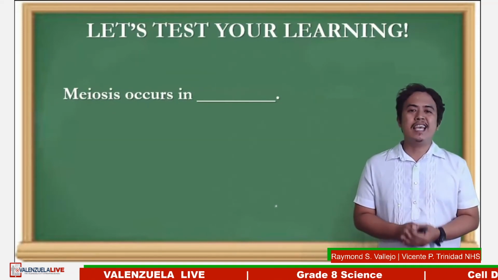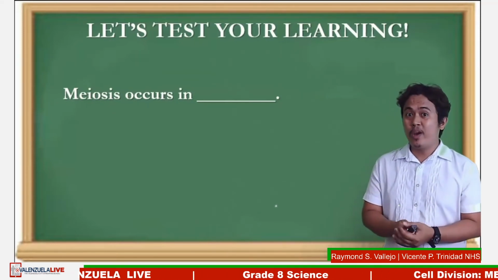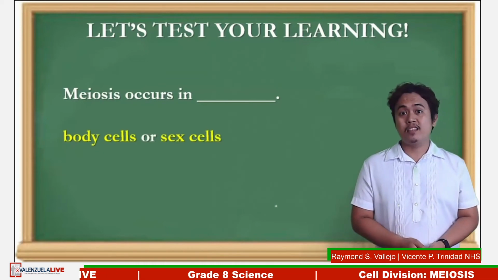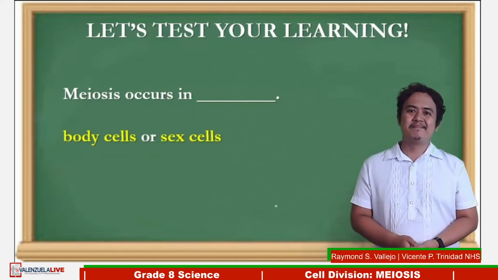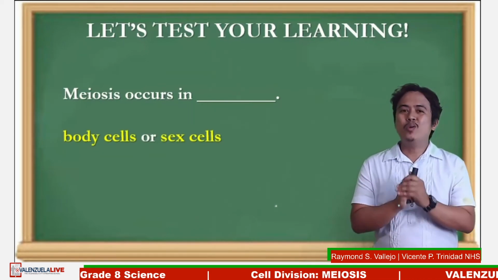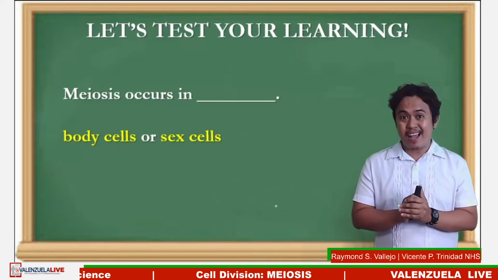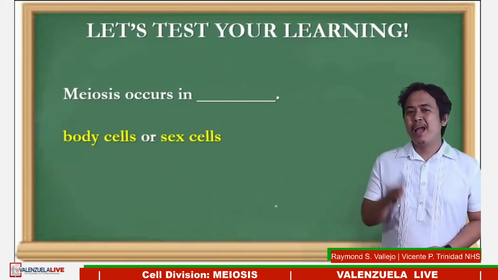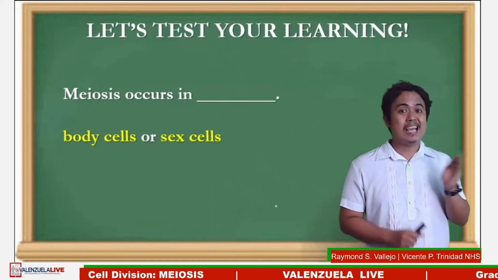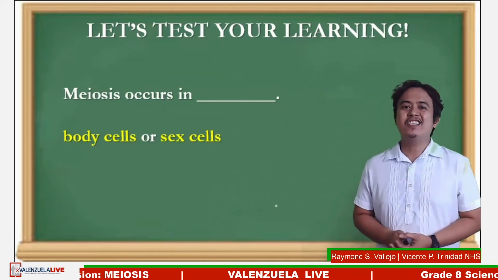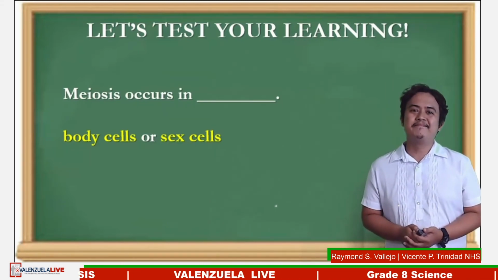Meiosis occurs in blank. The choices are body cells or sex cells. Again, meiosis occurs in blank. The choices are body cells or sex cells. Write your answer in the comment section.